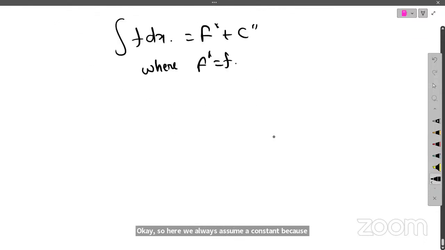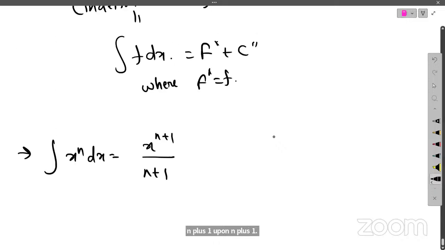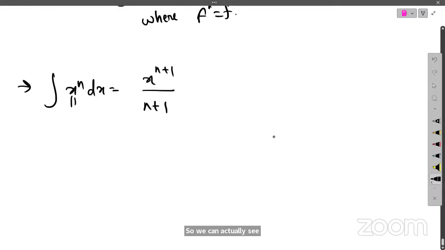Okay, now let's try to give one formula here. So we know that integration of x to the power n dx is equal to, you guys know, right? x to the power n plus 1 upon n plus 1. So we can actually see this particular definition by this example. So suppose this is your small f.